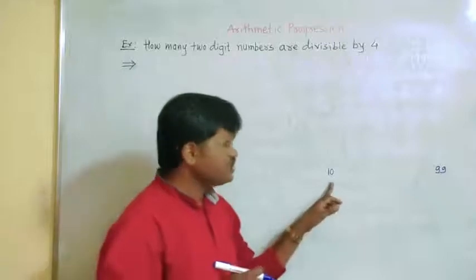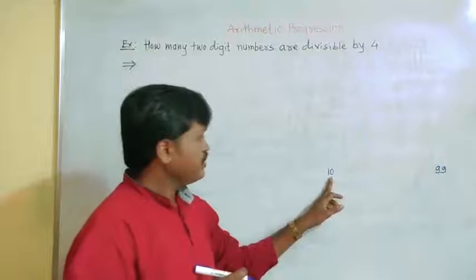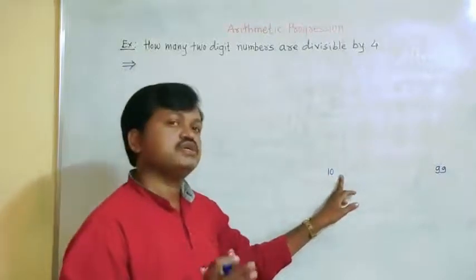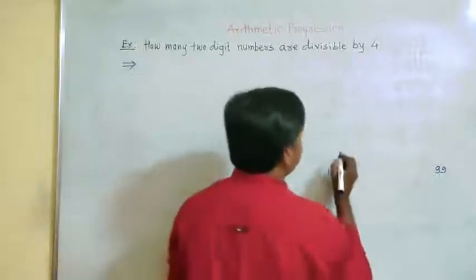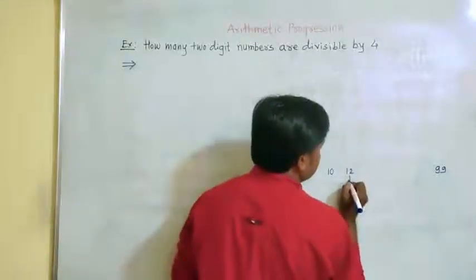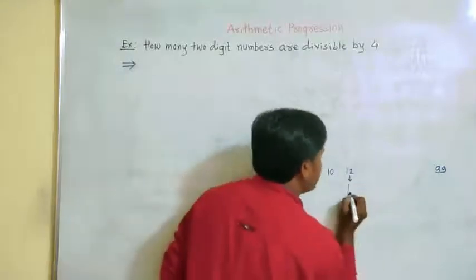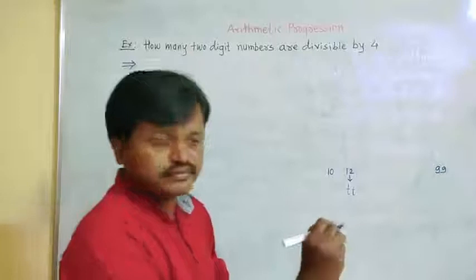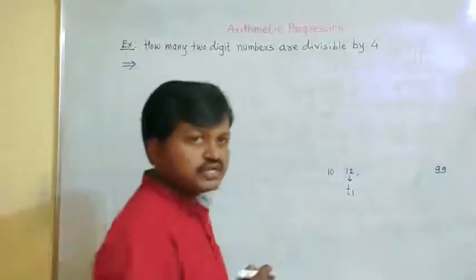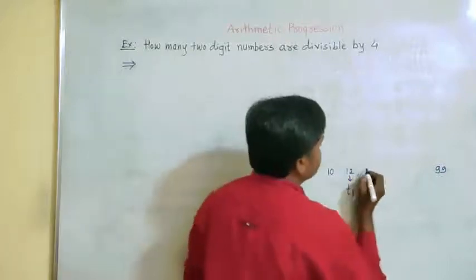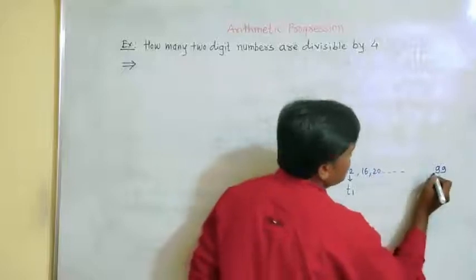Here the first 2-digit number is 10, but it is not divisible by 4. After 10 there is 11, it is also not divisible by 4. So which is the first number? That is 12. 12 is the first number, so I write here T1. And after 12 we write by adding 4, that is 16, 20 and so on.